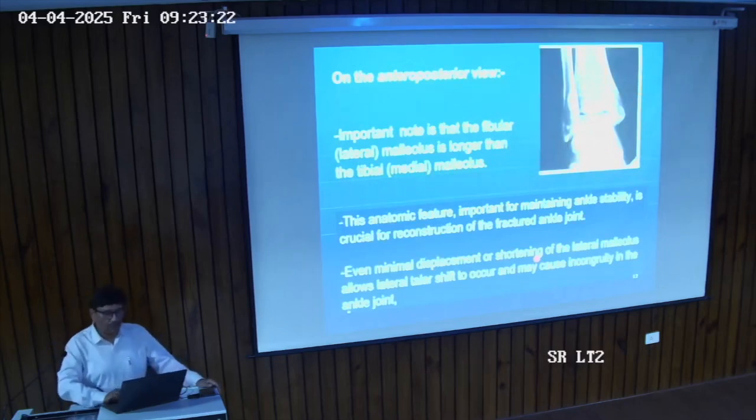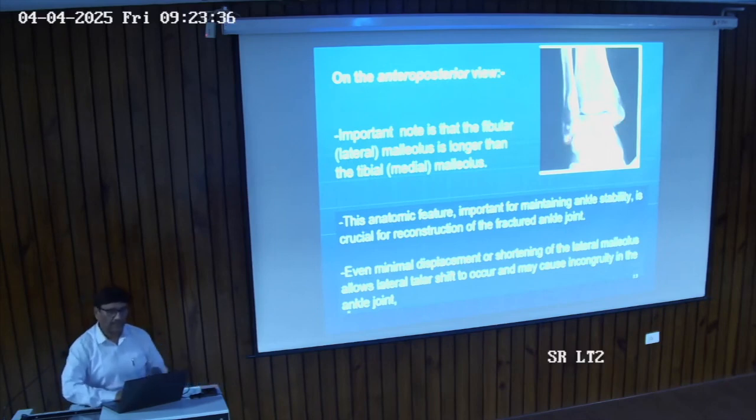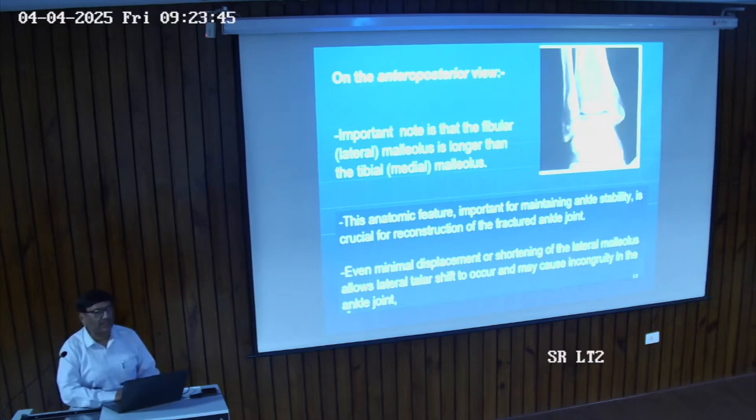So on the AP view, it is important to see that the fibula is longer than the medial malleolus. Your lateral malleolus tip is distal to the medial malleolar tip. Always check, because in all these fractures the fibula often gets shortened. And when the fibula gets shortened, it puts an indirect strain on the other ligaments. If it gets shortened, there may be some displacement of the talus along with that fragment, and this can lead to a deltoid ligament injury on the medial side.